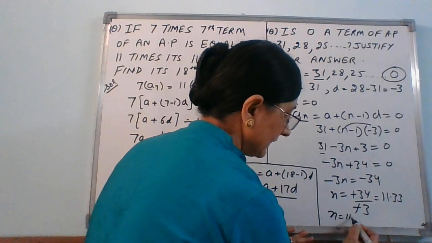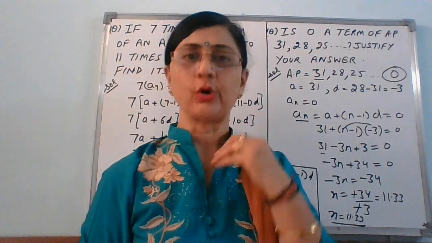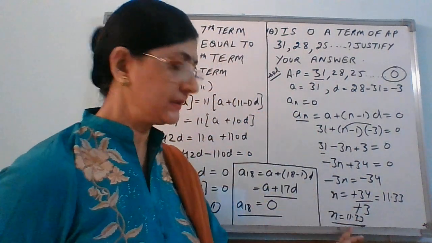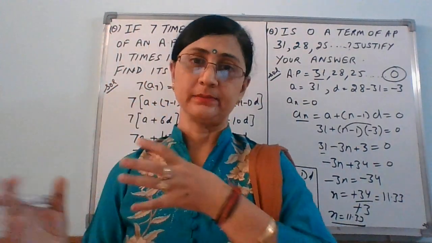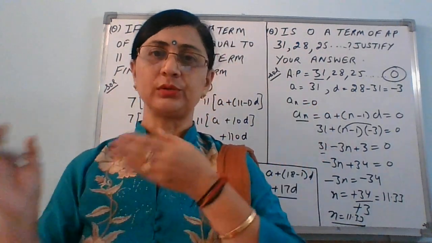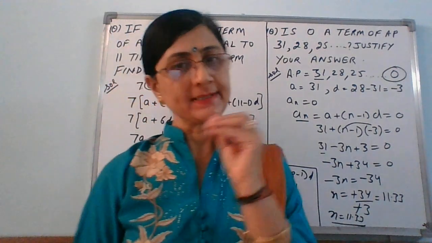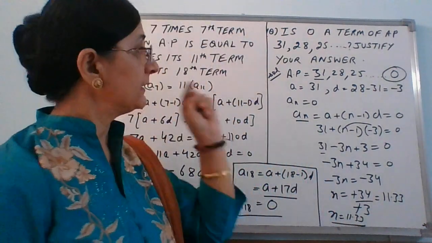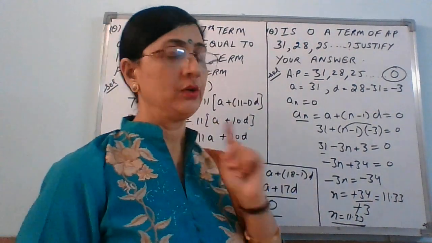So n here is 11.33, but the term number can't be in decimals or in fractions. What do we say? The term number, 11.3, should be a whole number, right? Like 0th term, first term, second term, third term. So this 11.3 in decimals is not a term. It means we have proved that 0 cannot be a term.